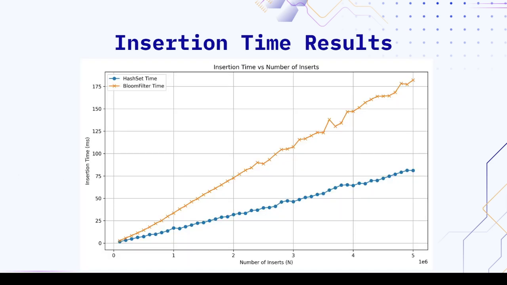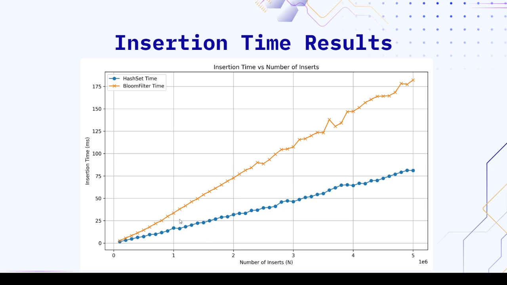So, insertion time results. As we can see here, the hash set outperformed the Bloom filter in terms of raw insertion time. For the number of inserts, at around 100K, which is the first test we did, they perform somewhat similarly. The hash set takes about half the insertion time of the Bloom filter. The exact numbers for these two dots here would be 1.47 and then 2.69 for the Bloom filter. So the Bloom filter took pretty much double the time of the hash set.